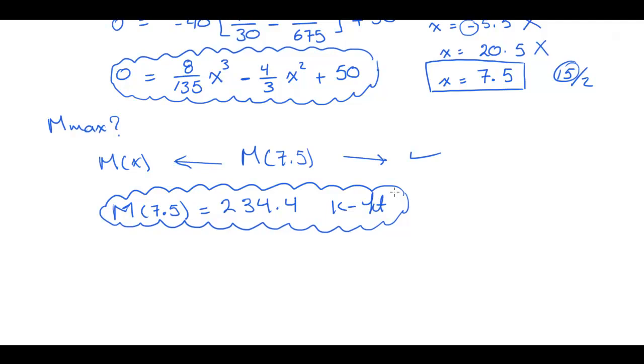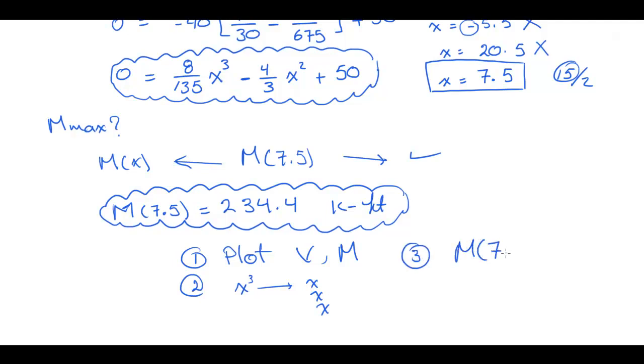So in the next segment, I will show you three things. One, the plot of V and M. Two, I will show you how to solve the x cubed equation to get the 3 x's. And third, I'm going to show you how I calculated this M of 7.5. And one, two, and three are all using Mathematica. So bear with me.